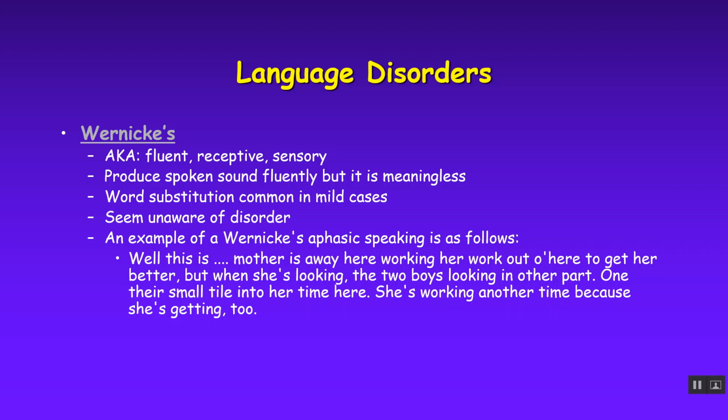So if it's a real mild case, they might just have some word substitution. And they seem somewhat unaware of the disorder because they can't even check themselves. They don't even know that what they're saying is not the right thing because they don't have the ability to understand that they're not saying the right thing. So they just kind of go.